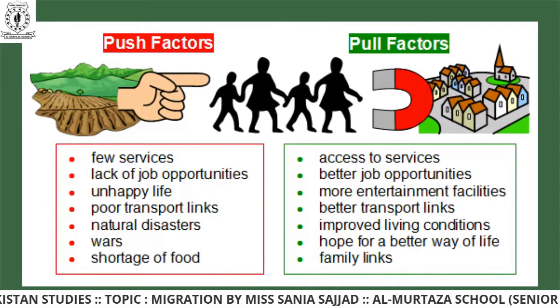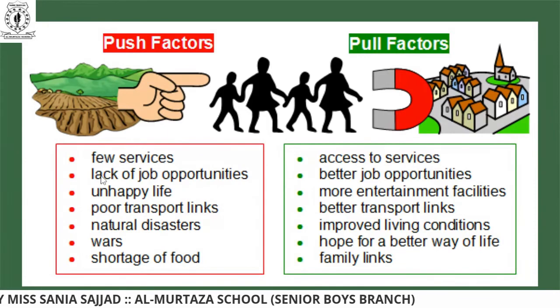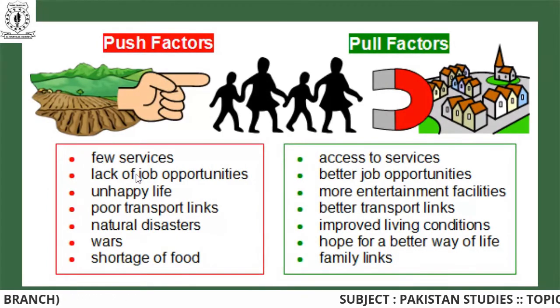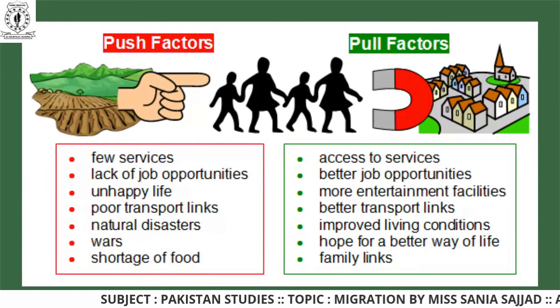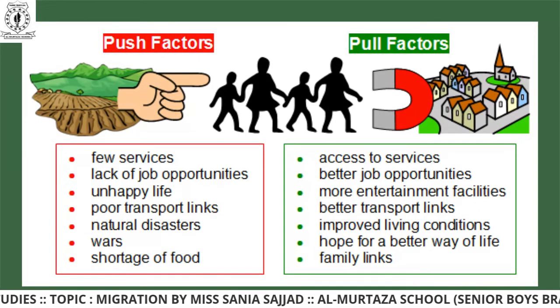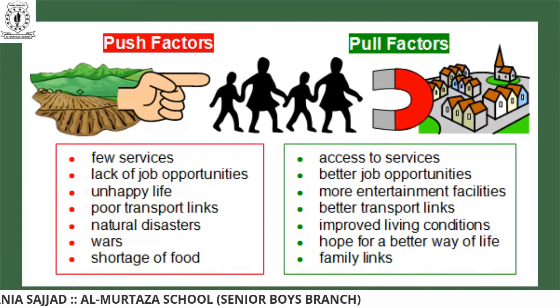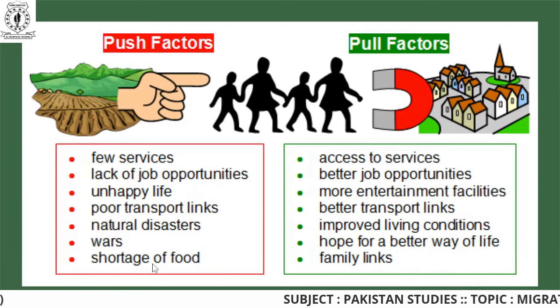they can improve their parents' condition and improve the way of living. Now the other push and pull factors. Starting with the push factors, there are fewer services in the place where they were living. There was a lack of job opportunities. There was an unhappy life because, let's suppose somebody has 5 children, then you have to look after the expenses as well. So that's why it was an unhappy life, because you had a lack of job opportunities. There were poor transport links, natural disasters do occur over there, wars, and then shortage of food.